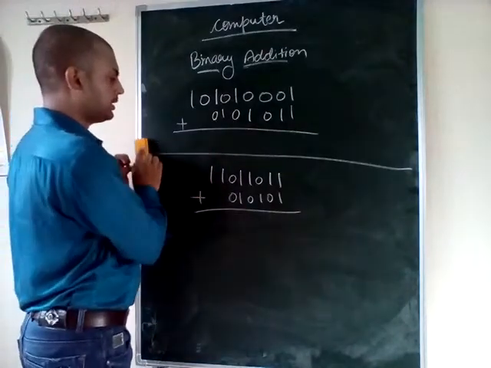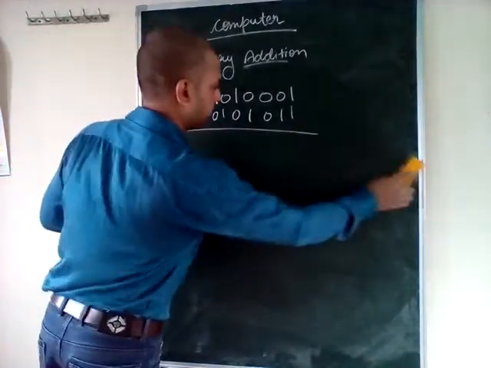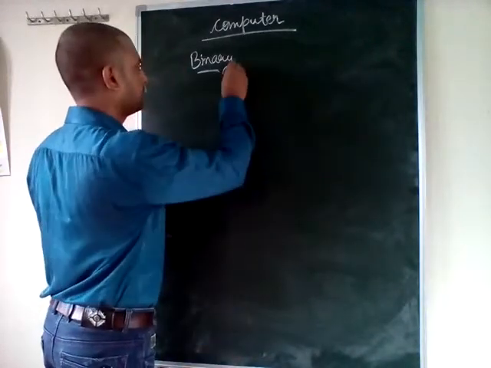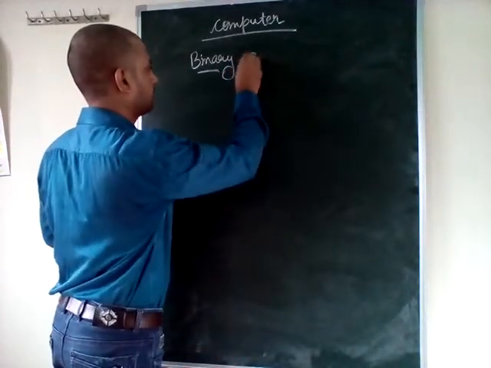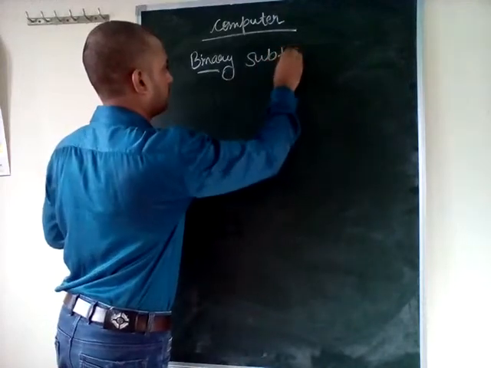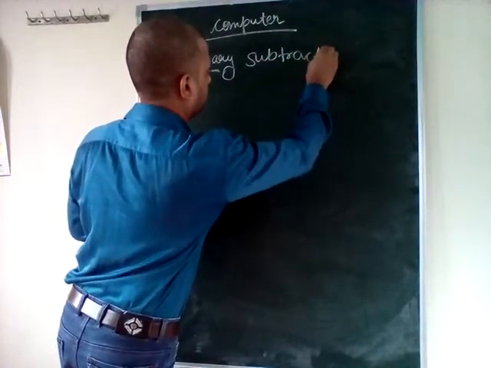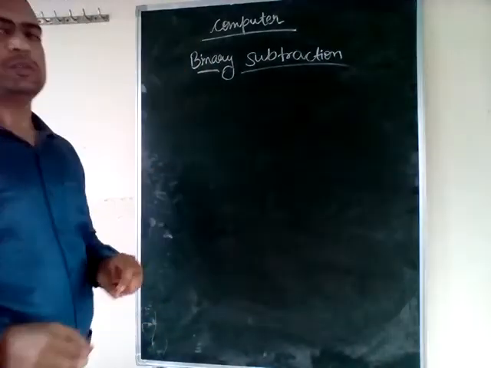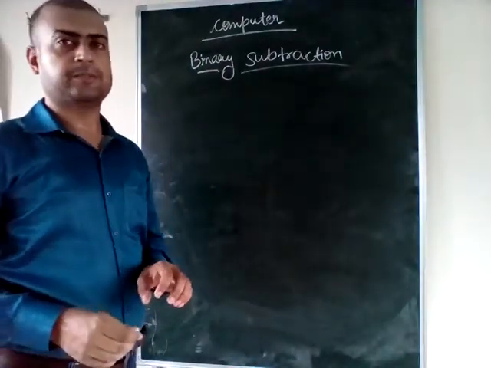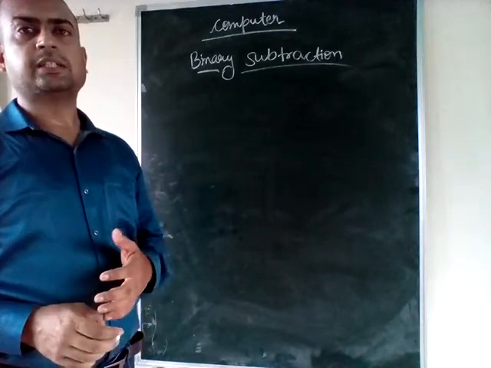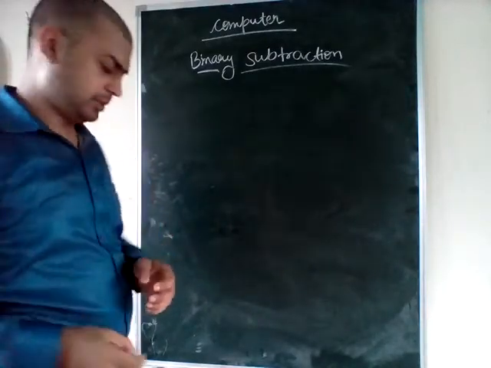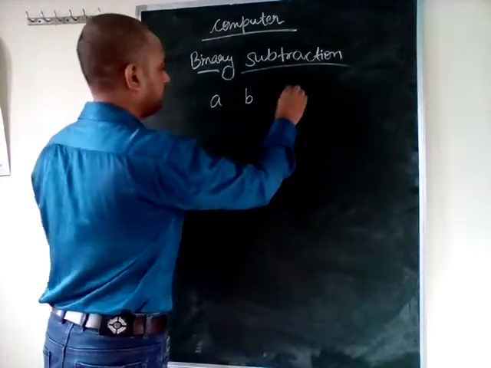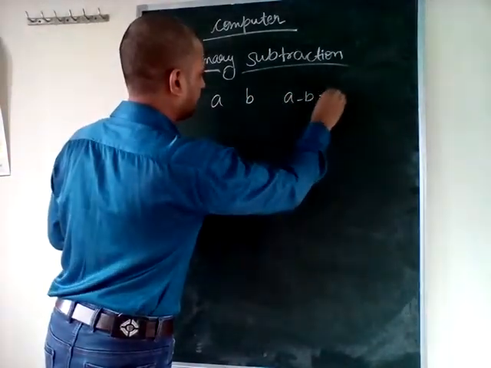Now the next topic is binary subtraction. This binary subtraction also has a rule. The rule is A minus B is equal to C.